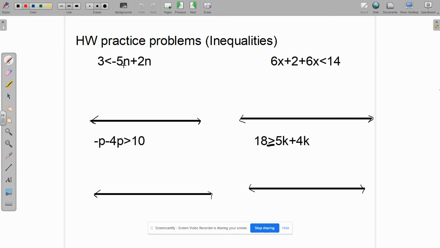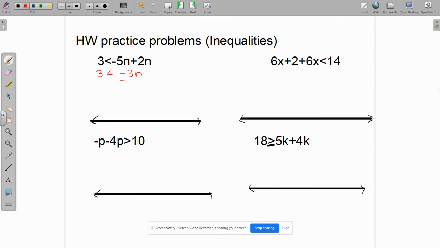Okay, so if I'm looking at these practice problems, I see here that I have my variables already on one side and then my little constant over here. So the first thing I want to do is combine my like terms. So negative 5n plus 2n. I know that negative 5 plus 2 is negative 3n.